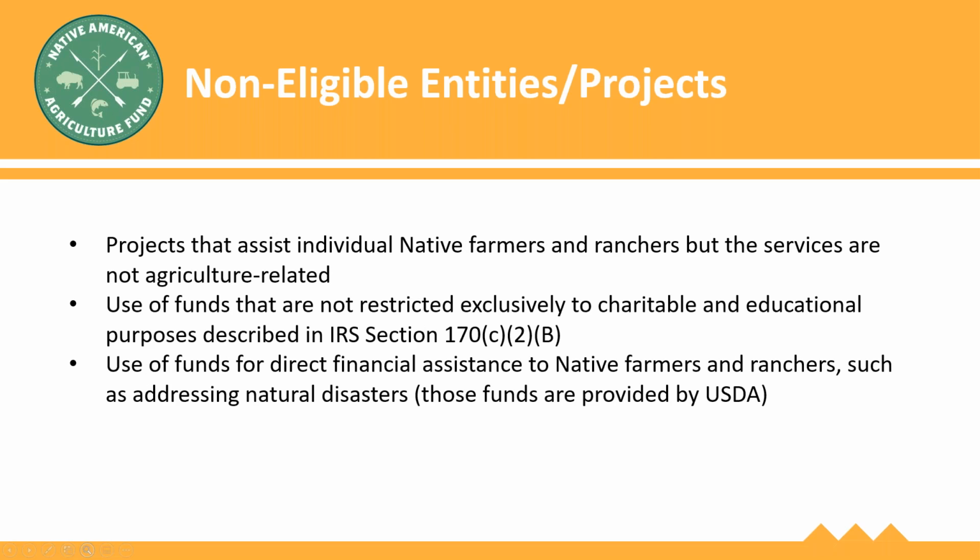Further non-eligible entities and projects. Projects that assist individual Native farmers and ranchers, but the services are not agricultural related. Use of funds that are not restricted exclusively to charitable and educational purposes described in IRS Section 170(c)(2)(B). Use of funds for direct financial assistance to Native farmers and ranchers, such as addressing natural disasters. Those funds are provided by USDA. Next.